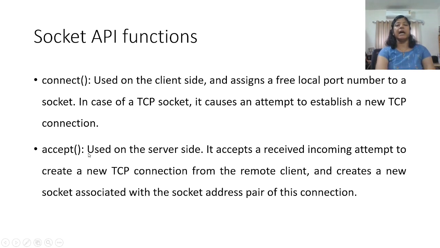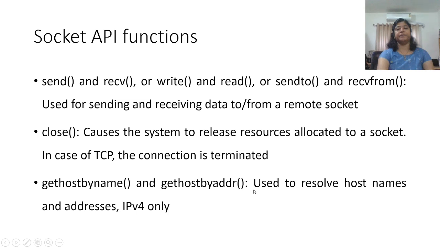The next function is accept. It is used on the server side. It accepts the received incoming attempt to create a new TCP connection from the remote client and creates a new socket associated with the socket address pair of this connection. Then there are the socket API functions like send, receive, write, and read, or sendto and recvfrom. These are all used for sending and receiving of data either to or from a remote socket.